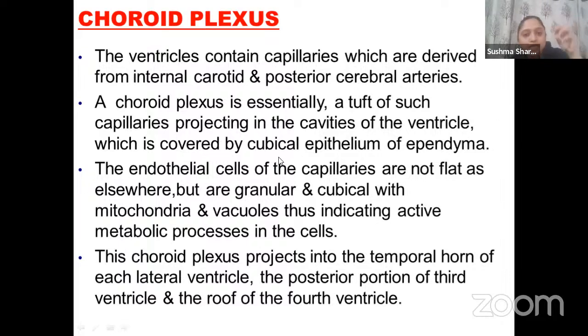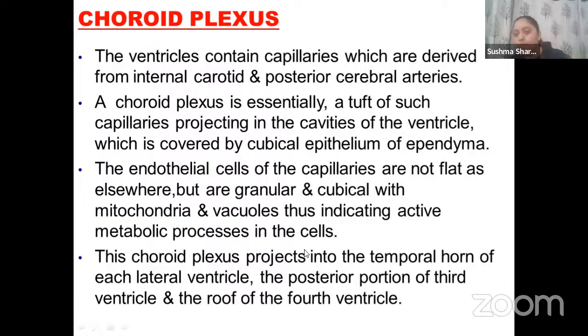Now, these endothelial cells of the capillaries are not as flat. Generally, if you look at how the endothelium is, let's come into the histology here. What is endothelium? Where is it present? You must have seen different layers, right? There is the epithelial surface, then a basement membrane, then you have the endothelium, right? So these endothelial cells of the capillaries are not flat, but they are granular and cubical with mitochondria and vacuoles, meaning that they are active. There is some active metabolic process going on in these cells, right?